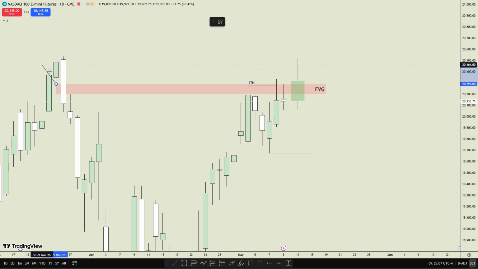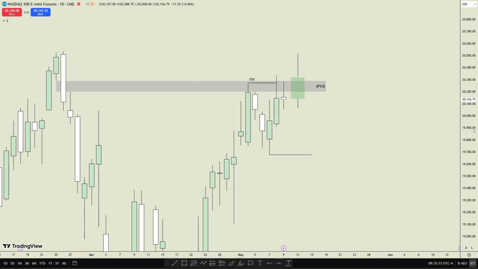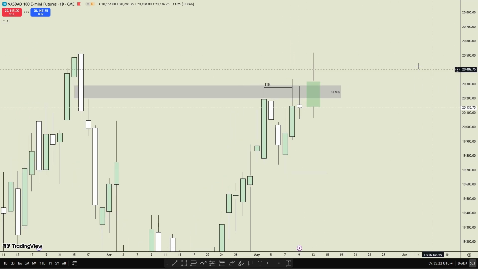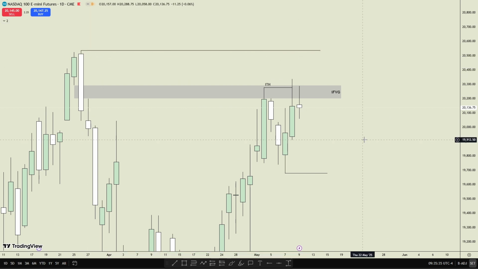Here's the high of the gap. Our candle right here has closed above this high, invalidating the fair value gap, turning it into an inversion fair value gap. Now most people will be looking to short off this fair value gap. However, once we get the candle closure above, it turns into a buying opportunity to potentially target this high here. And this is exactly how I trade it on the daily time frame, the 4-hour time frame, the hourly time frame, and the 30-minute time frame.